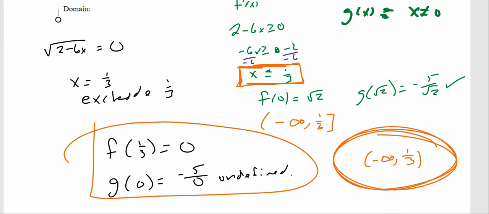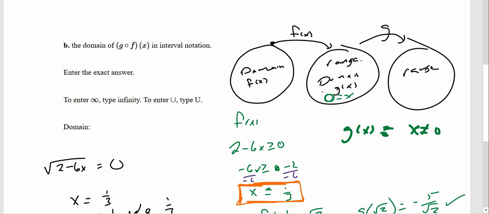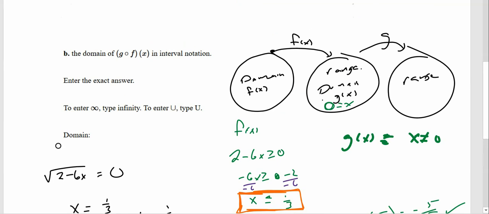So in all of these cases, you have to go back and see which output from the original domain gives you a problem in the domain for the second function, if that makes sense. So I hope this helps.